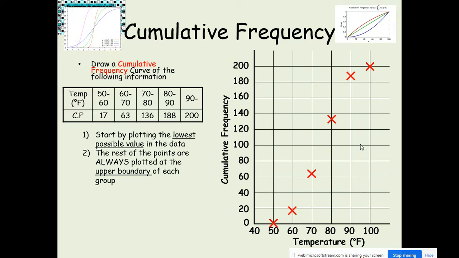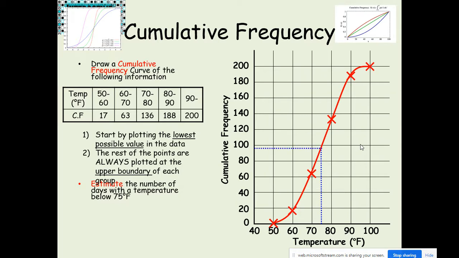Would be about 200. Okay, and then finally, you just draw a curved line to match it. So now the question says, estimate the number of days with a temperature below 75 degrees. So we look at our graph, we go to 75 degrees on the temperature axis, and then we draw a dotted line all the way to the curve, and then we go across, and then we read it from the graph.